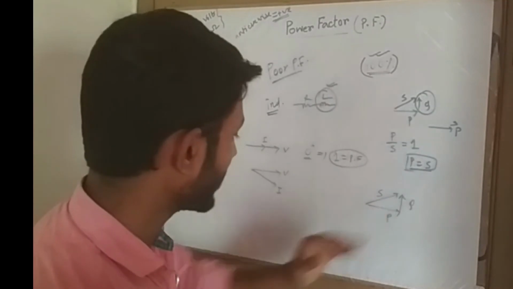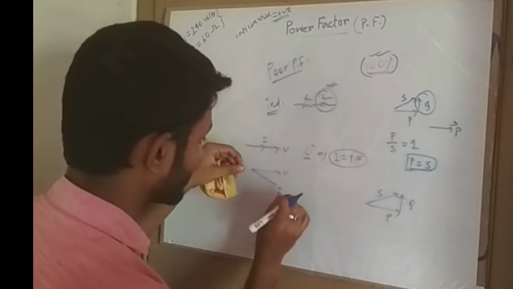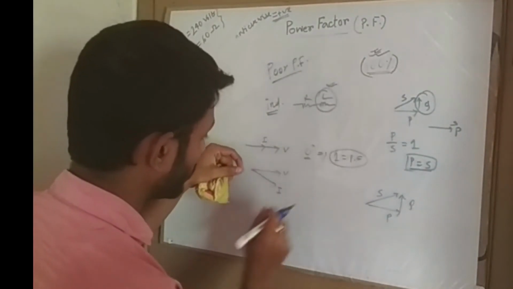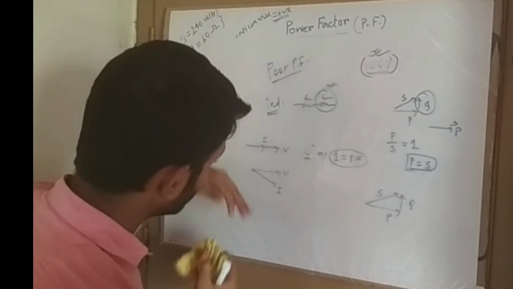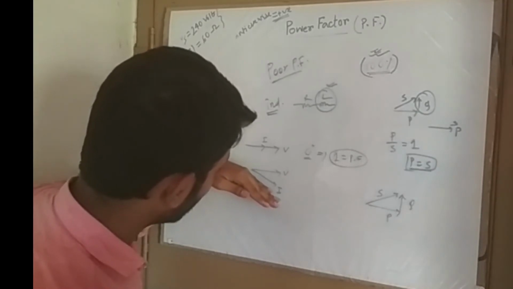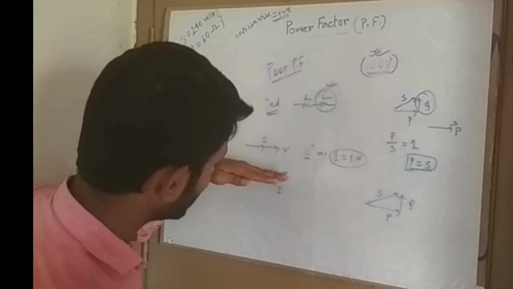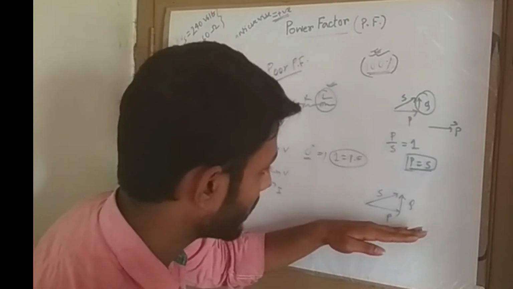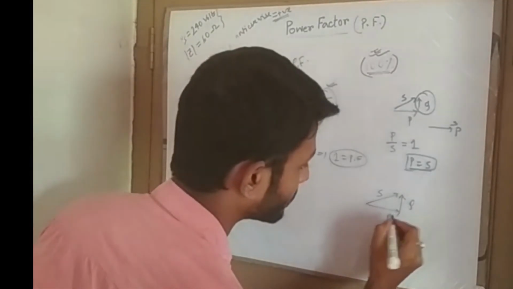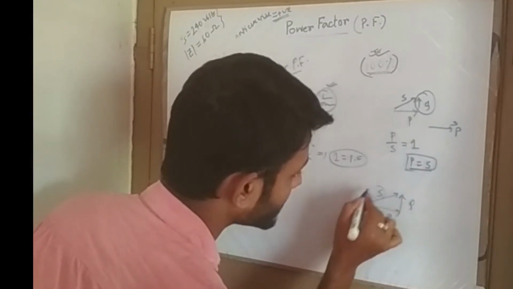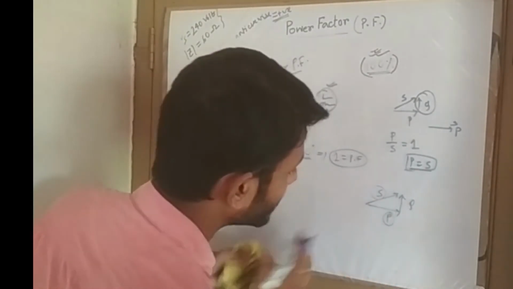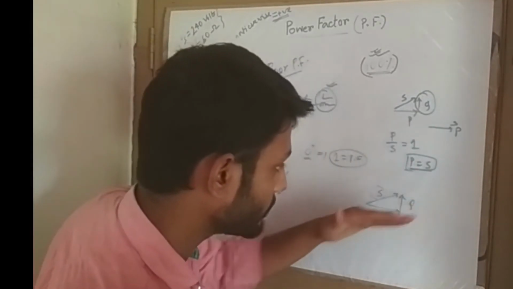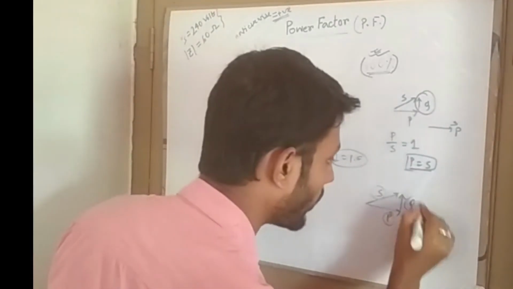So for these two cases, same case, to achieve this 100% power factor, that is power factor equal to 1, our target is to bring this current in the same phase of voltage, and for this triangle our target is to make this S value equal to P value, that means bring this S to P. Our target is that, but Q will always exist.